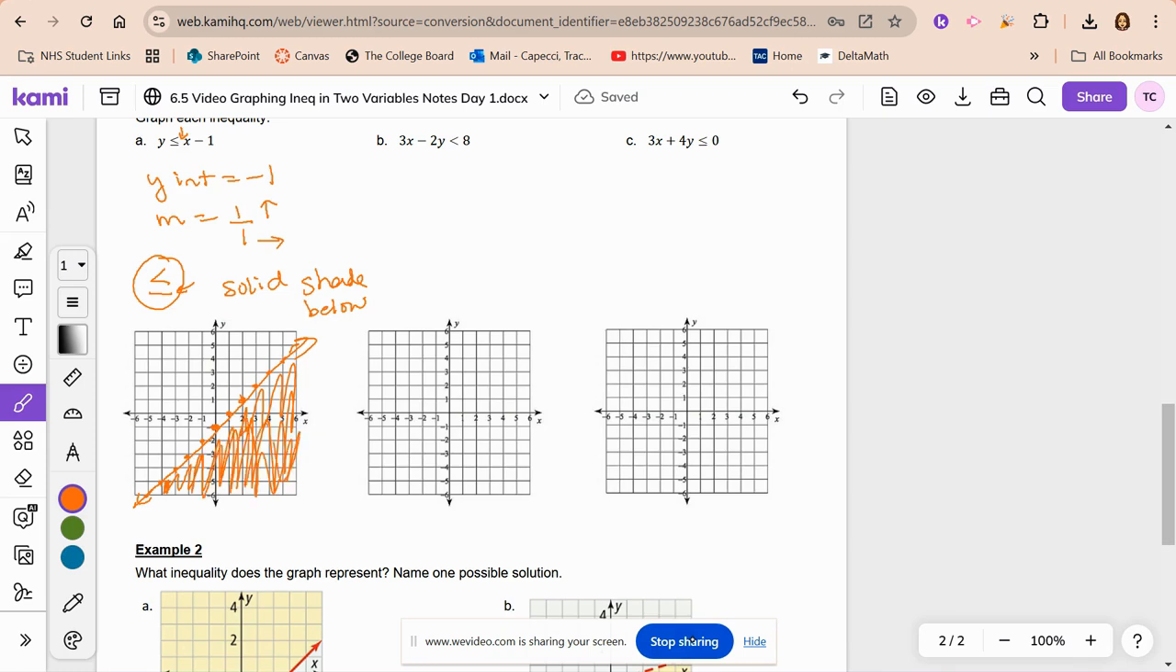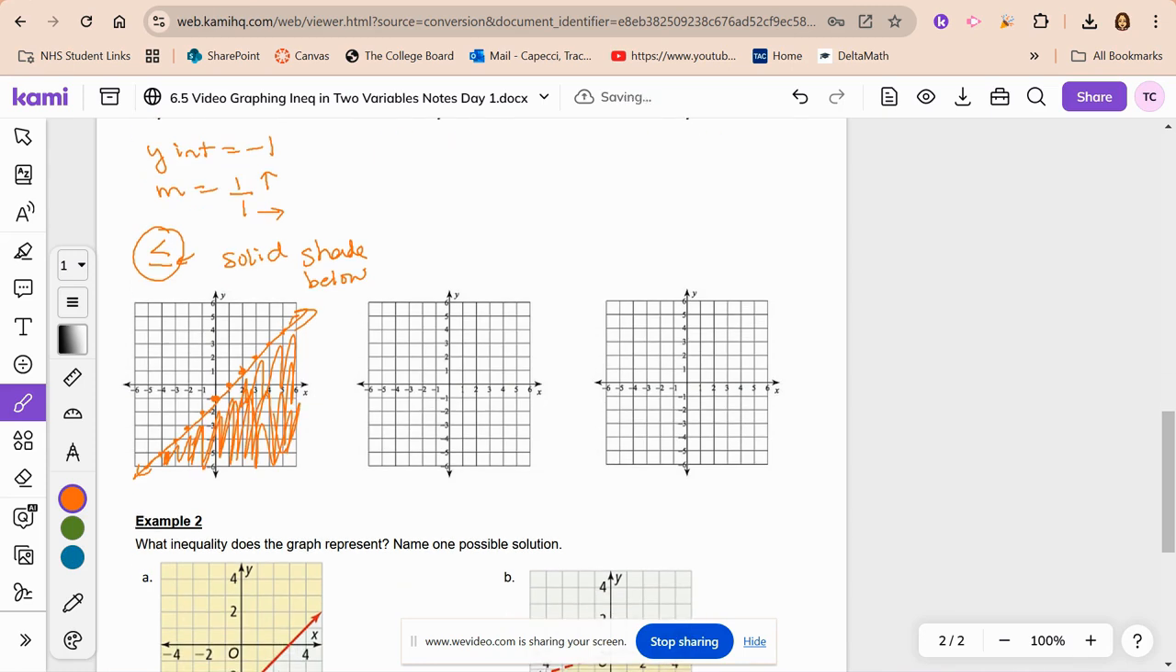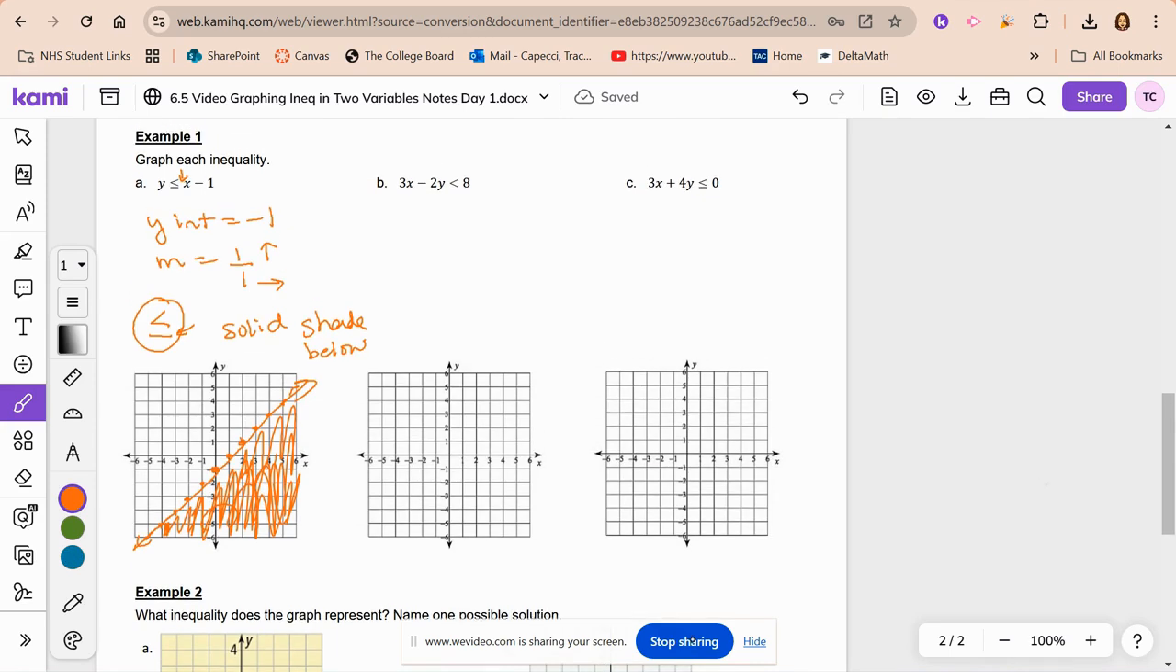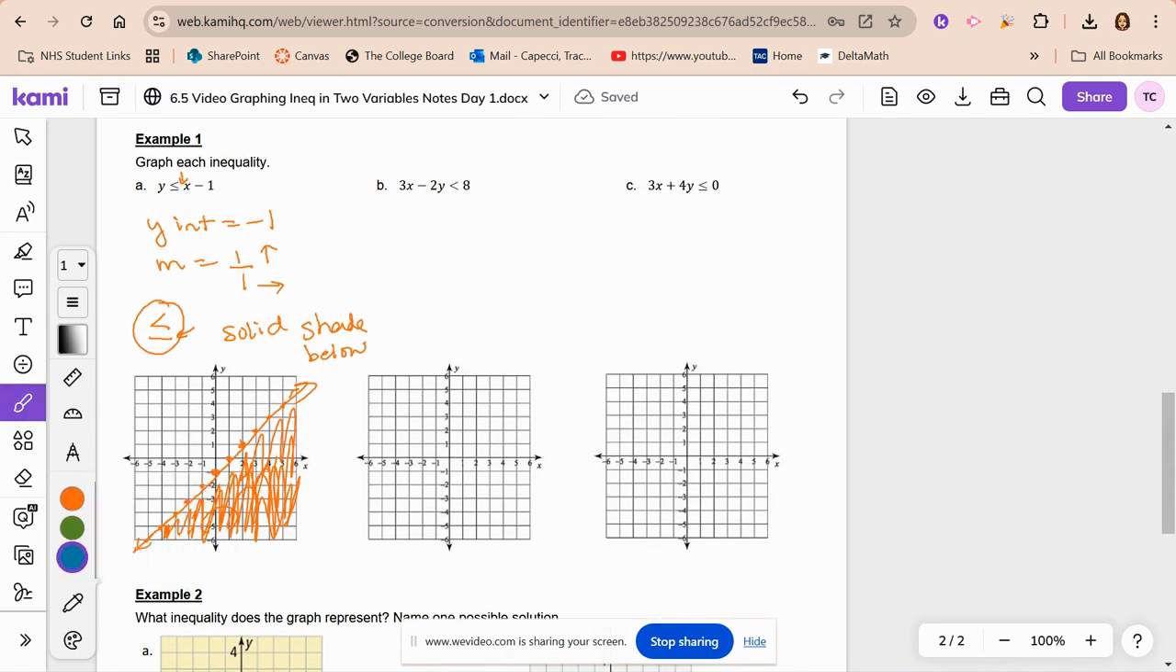So our solutions, we're not going to write it down like we have in the past. Our solutions are anything in the shaded region, right? And anything on that solid line is considered a solution. Okay, let's do the next one.